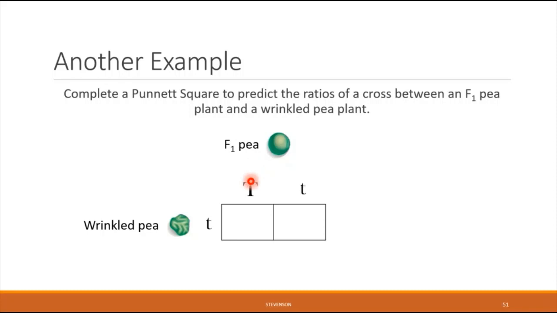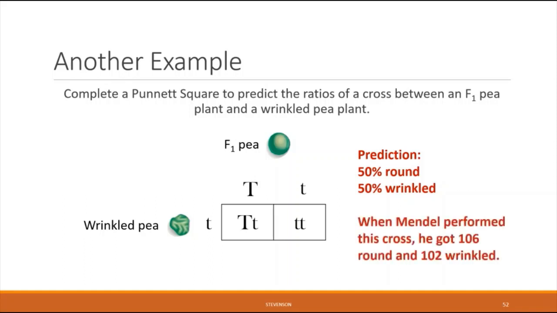Hence, for the F1 pea, there are two different possibilities that it will pass down. For the wrinkled pea, there's only one possibility, so we have a 2x1 square. When we go to fill this square in, this is what we get. The interpretation of this is that we predict that 50% of the offspring will have the round or smooth texture. That would be contributed by these ones right here. The other 50% will have the wrinkled texture. When Mendel performed this experiment and he crossed the F1 peas with wrinkled peas, he found 106 round offspring and 102 wrinkled offspring, which is pretty dang close to the 50-50 split that is predicted by the Punnett square.